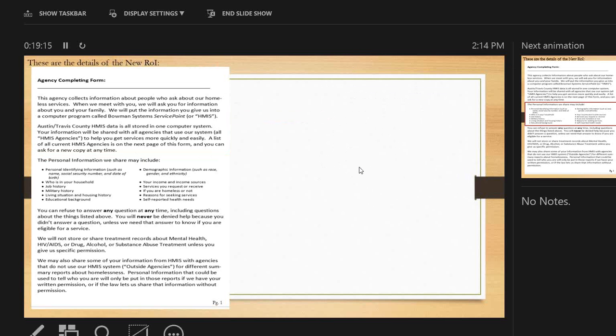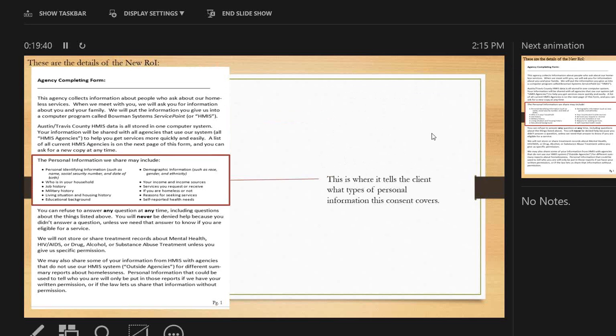The personal information we share may include personal identifying information such as name, social security number, and date of birth, who is in your household, job history, military history, living situation and housing history, educational background, demographic information such as race, gender, and ethnicity, your income and income sources, services you request and receive, if you are homeless or not, reasons for seeking services, and self-reported health needs. Again, just like it says, we're telling the clients what different types of personal information we might gather in an attempt to give them the best services possible.